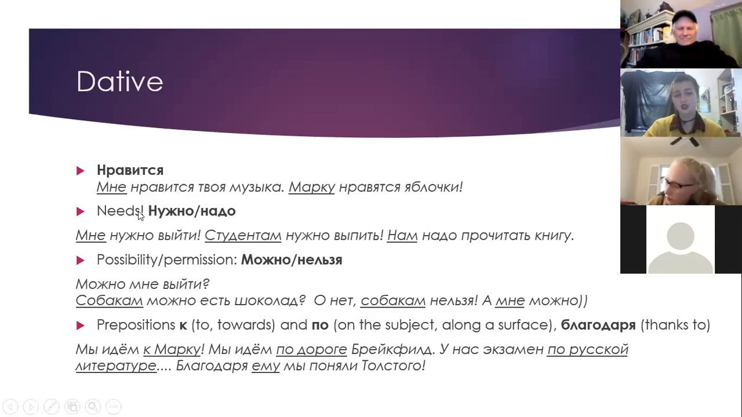Needs. With words нужно and надо that are pretty much the same, save for нужно is a little bit more versatile because you get to use it with nouns and kind of tweak the gender. Да, нужна, она, он нужен. But anyway, both of these take dative. To me, there is a need to go out. Мне нужно выйти. Студентам нужно выпить. Yeah, these students need a drink. Нам надо прочитать книгу. To us, there is this need to read a book.